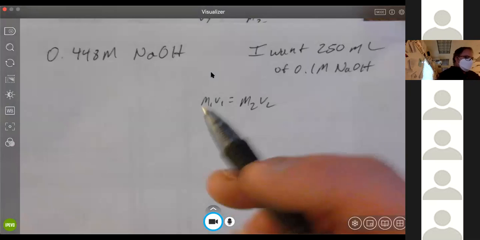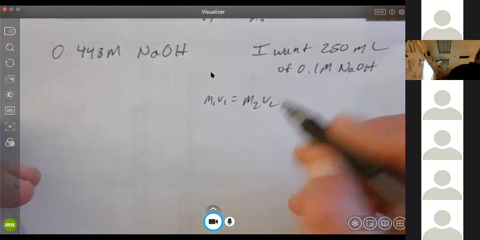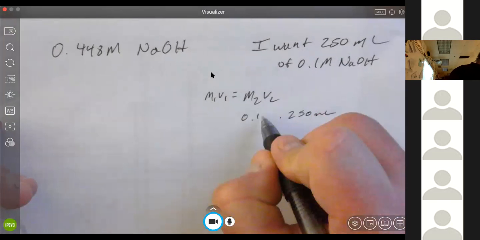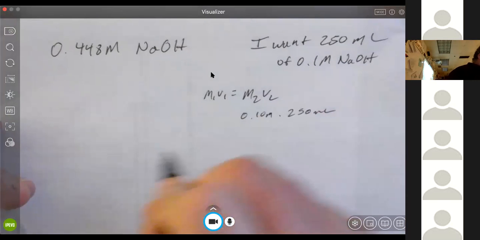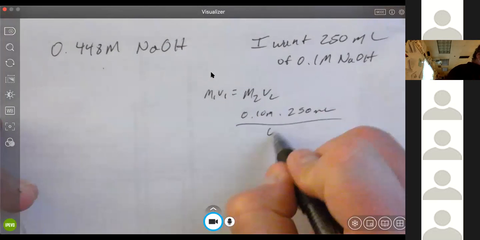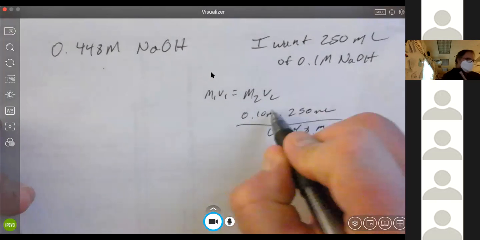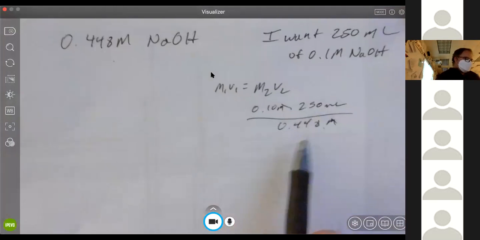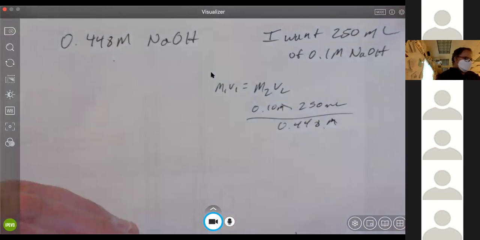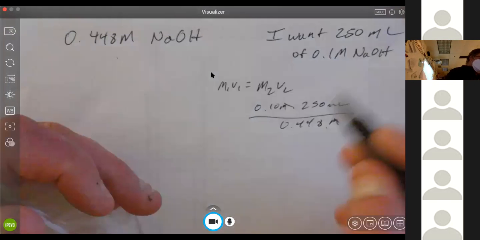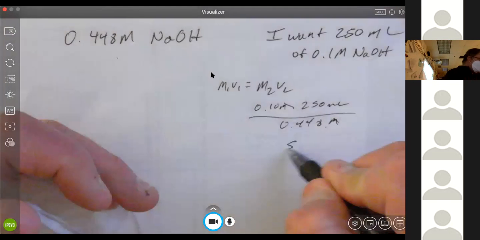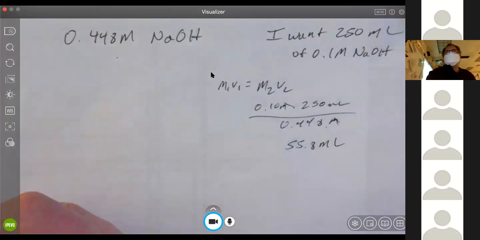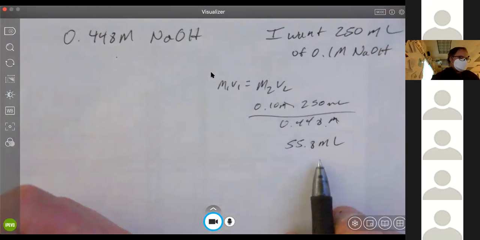So we've got 250 milliliters times 0.1 molar divided by 0.448 molar. That's 0.1 times 250 divided by 0.448. The answer is about 55.8035. So we need 55.8 milliliters of that stock solution.